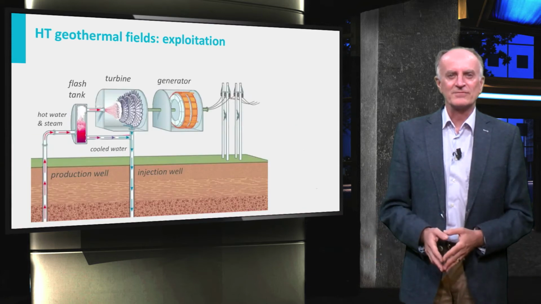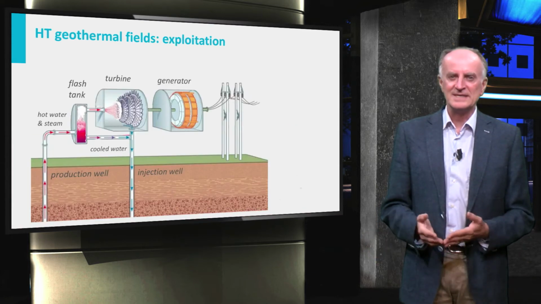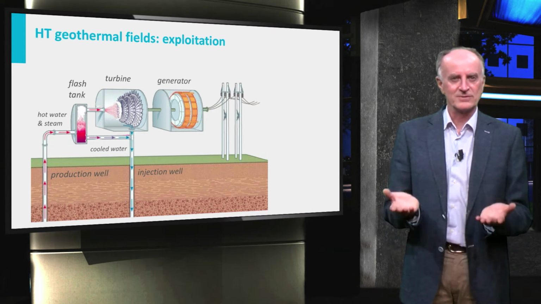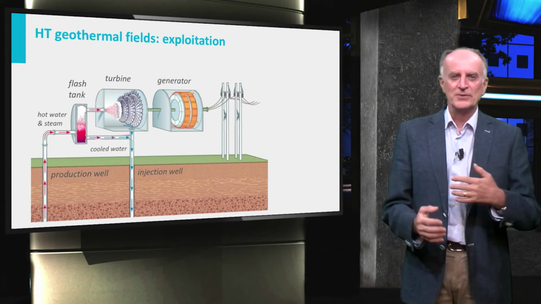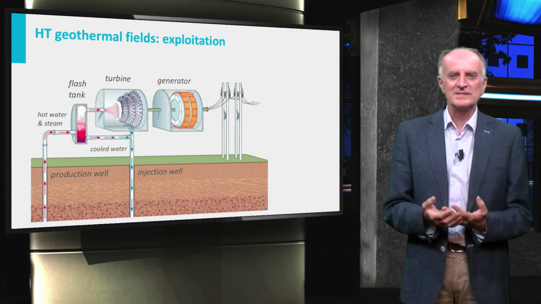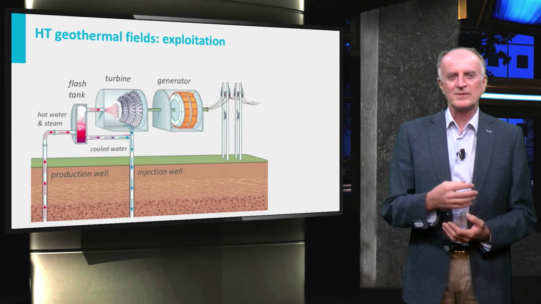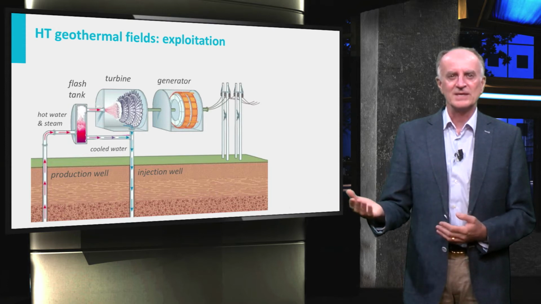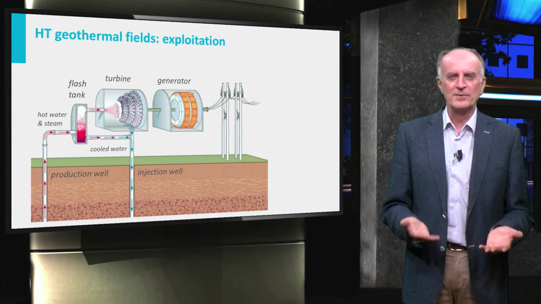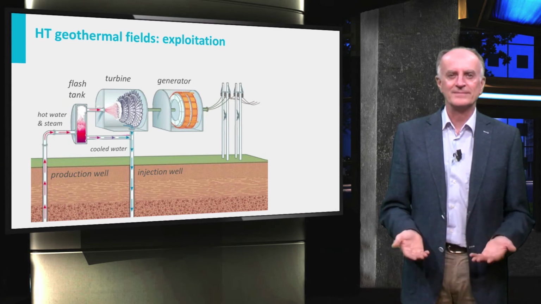Extracting energy from high-temperature fields is relatively easy, as water, sometimes in the form of vapor, rise spontaneously to the surface. At the surface, turbines or other condensing units transform the vapor into electricity, which is then distributed through the standard network. Increasingly common are systems which use a secondary fluid with a lower boiling point to create steam.